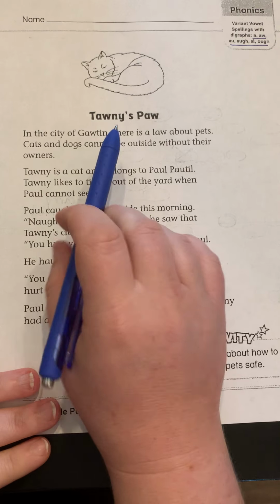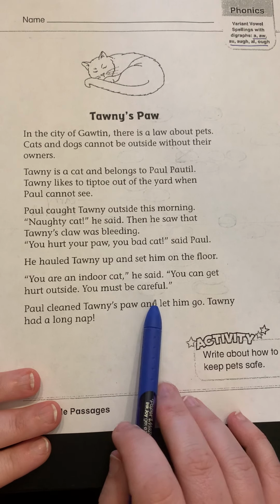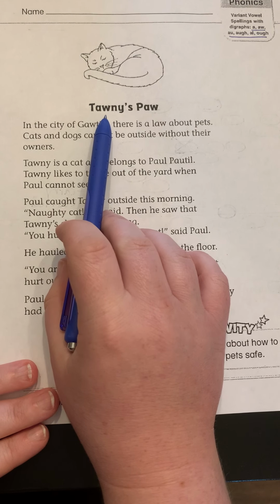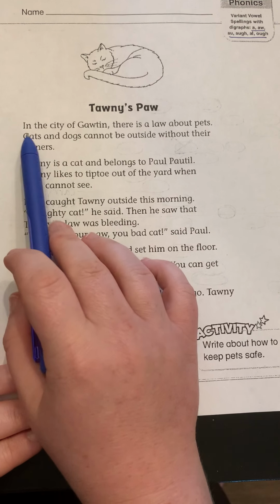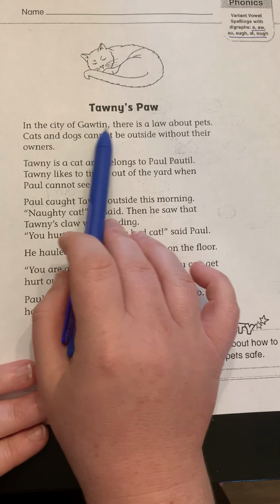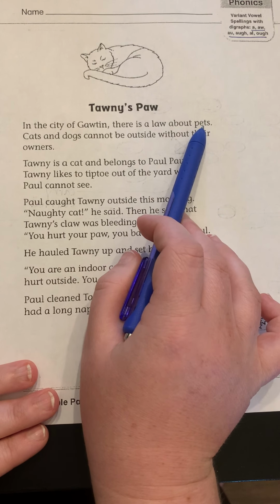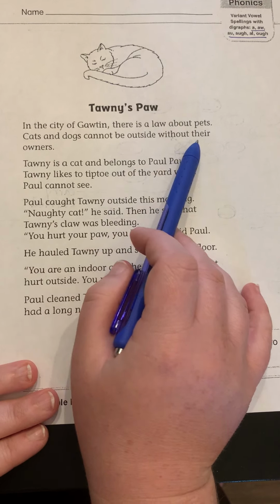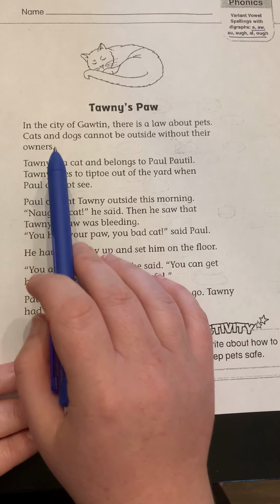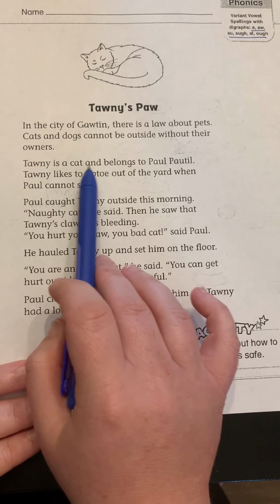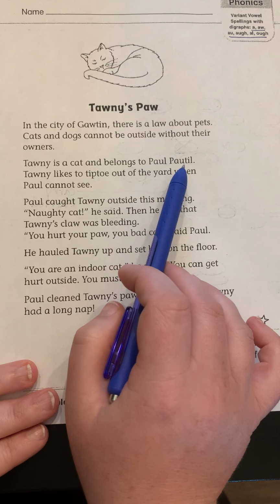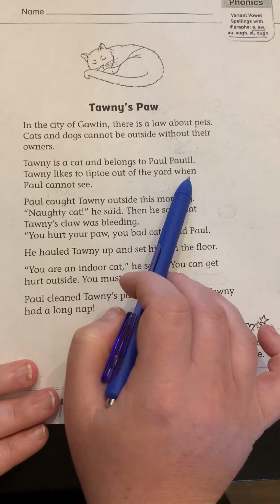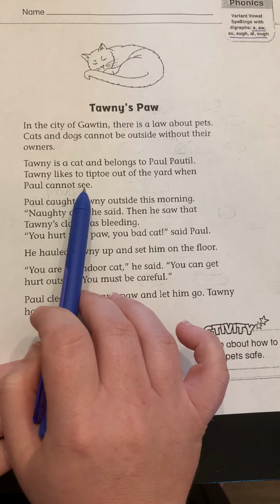All right, so let's read this. I'll read it together with you, and then we'll go back and find the all words. Tawny's paw. In the city of Galton, there is a law about pets. Cats and dogs cannot be outside without their owners. Tawny is a cat and belongs to Paul Paltil. Tawny likes to tiptoe out of the yard when Paul cannot see.